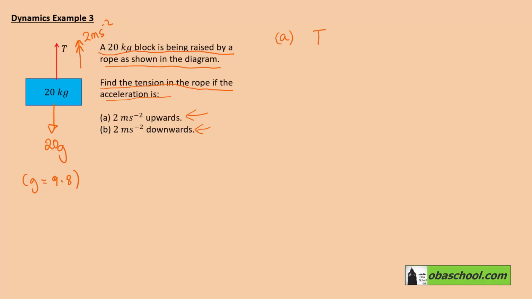So the resultant force must be T take away 20g. And that's going to be equal to the mass times the acceleration. And therefore T is going to be 20 times 2, add 20g, which is of course 20 times 9.8.